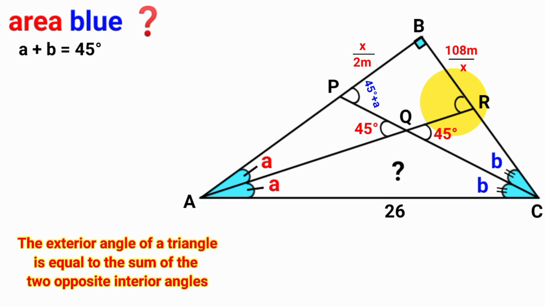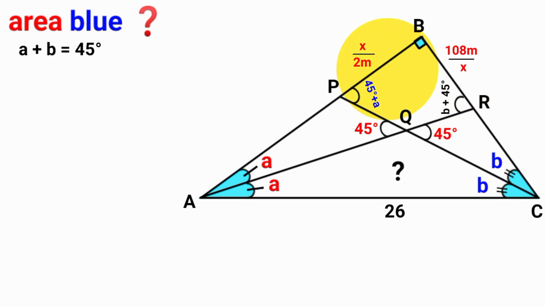The same is for this angle here. It is an exterior angle of this triangle. That is, it is equal to the sum of this angle and this angle. Now look at this line segment. Its length is x over 2 meters. Let's assume the length to be y. I'll write it out here. Y equal to x over 2 meters.